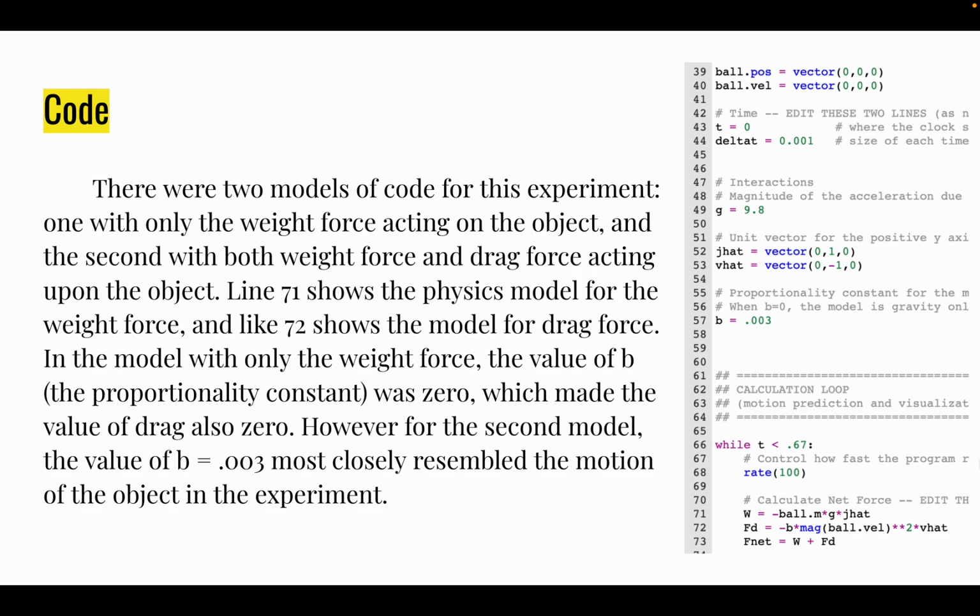In this model, with only the weight force, the value of b here in line 57, which is a proportionality constant, was 0, which made the value of drag also 0. However, for the second model, the value of b equals 0.003 most closely resembled the motion of the object in the experiment.